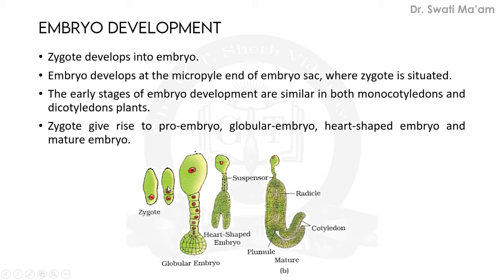Up to this structure, it is known as the proembryo. Then it gives rise to the globular embryo. After that, it is known as the heart-shaped embryo. You can see the lower part is very similar to the structure of a heart, that's why it is called a heart-shaped embryo. And lastly, after all the developments are completed, it is known as the mature embryo.